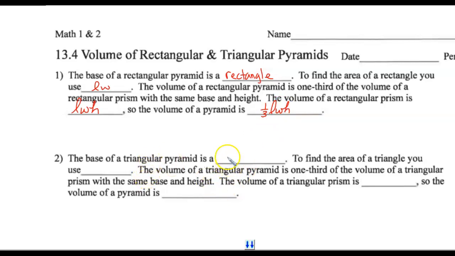The base of a triangular pyramid is a triangle. To find the area of the triangle, you use either 1/2 times the base times the height, or you can do base times height divided by 2. Either one is fine. The volume of a triangular pyramid is 1/3 the volume of a triangular prism with the same base and height, and the volume of a triangular prism is base times height. So the volume of a pyramid is 1/3 the area of the base times the height of the pyramid.